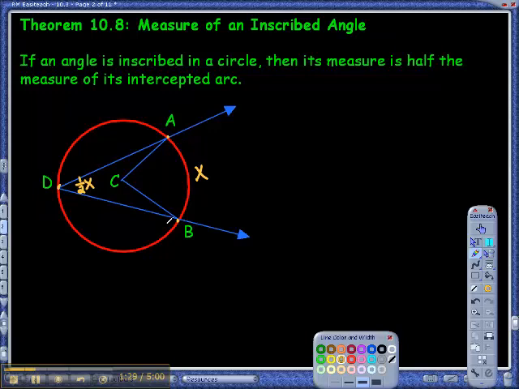Now, I drew in the central angle here because we've looked at that relationship before. We know that the measure of a central angle is the exact same as the measure of its intercepted arc. So really, we could be given its central angle and know that this was half of that central angle. Or I could be given the intercepted arc, and I would know that this is half of that intercepted arc.